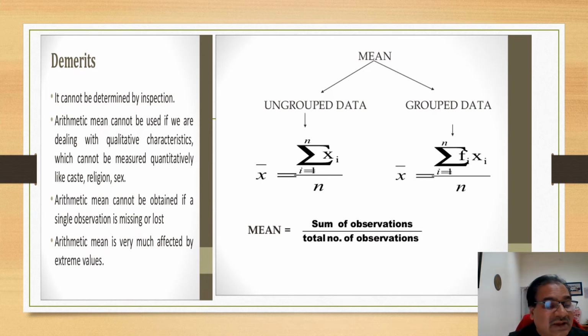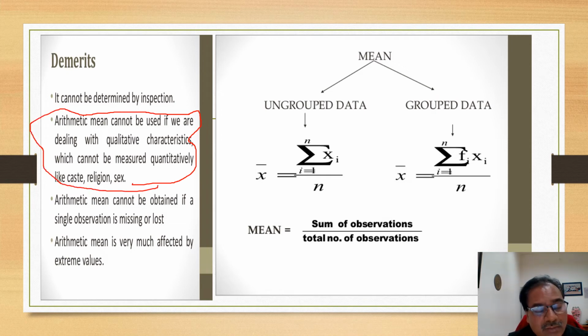Sometimes you cannot tell by looking. Arithmetic mean cannot be used if we are dealing with qualitative characteristics which cannot be measured quantitatively, like caste, religion, sex. This is very important. This is why we need other central tendencies. Arithmetic mean cannot be obtained if a single observation is missing or lost; if one is missed, you cannot draw any inference. Arithmetic mean is very much affected by extreme values.